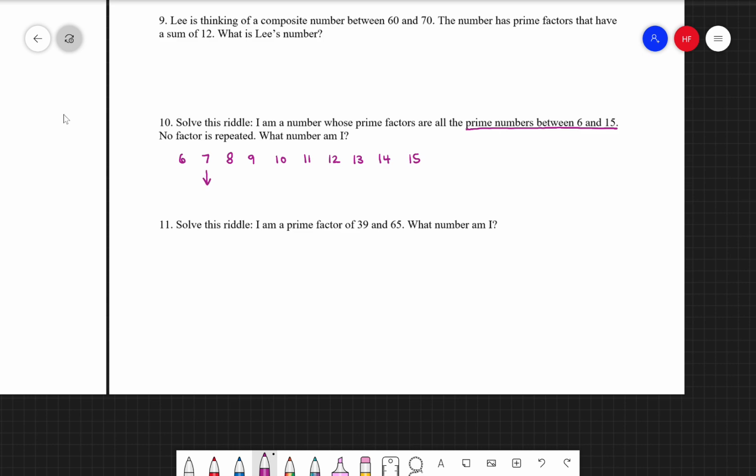7. 8 can be divided by 2, so no. 9 can be divided by 3, so no. 10 can be divided by 2, so no. 11. 12 can be divided by 2, 4, 6. 13 can't be divided by anything. 14 can be divided by 7, by 2. 15 can be divided by 3 and 5. 6 can be divided by 3 and 2. So I have 7 times 11 times 13, because it says none of those factors are repeated. So 7 times 11 times 13 is 1001.